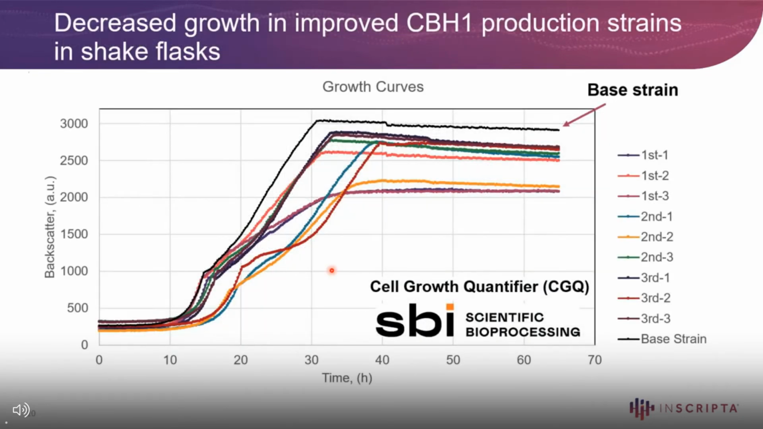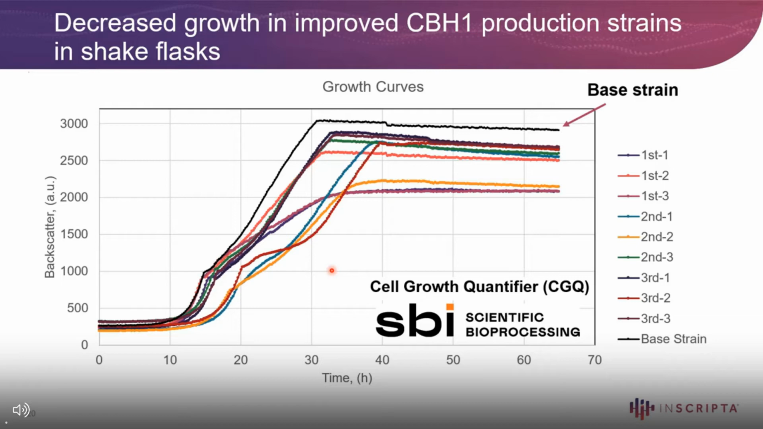Okay, so the next thing that we wanted to do was to scale up these hits that we identified from our different rounds into shake flasks. In order to do that, we took 3 hits from each one of the 3 rounds, and we scaled them up into 25 ml shake flasks. So we did our screening work in 300 microliters, but we wanted to see, can we scale them up to at least shake flask growth?